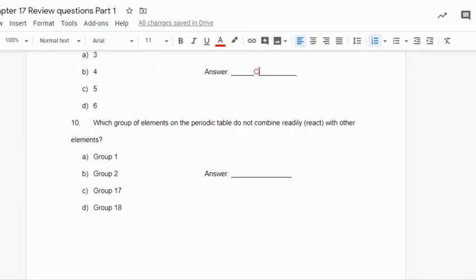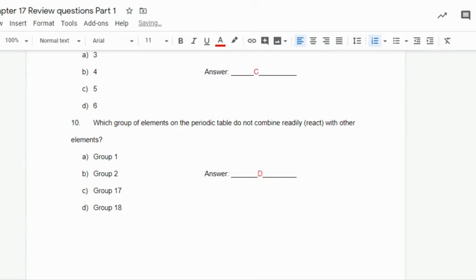All right, and the last question, which group of elements on the periodic table do not combine readily, or in other words, react with other elements? All the other elements on the periodic table can and often do react with other elements, depending on certain factors that we'll continue to work on the rest of the semester. But there is one group that does not readily react with other elements, and that group is group 18. So the answer here is D.